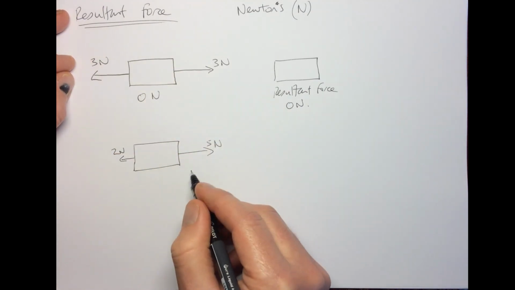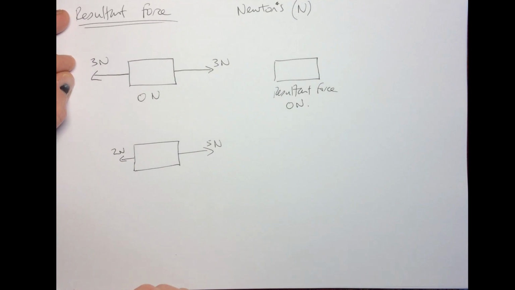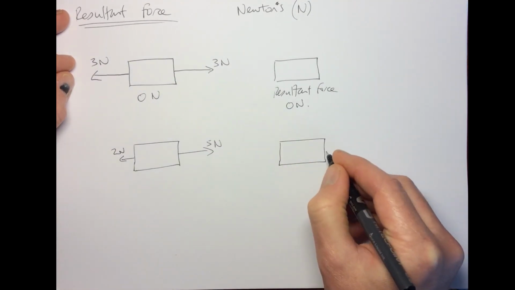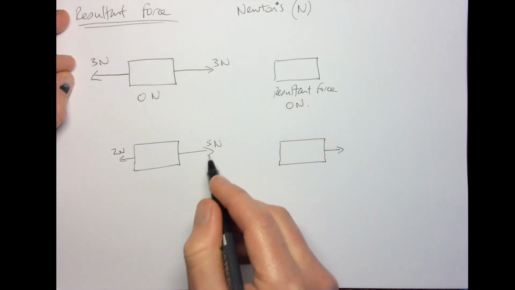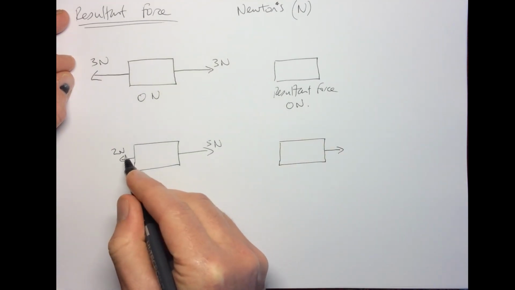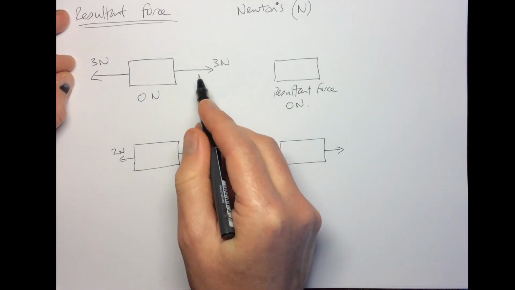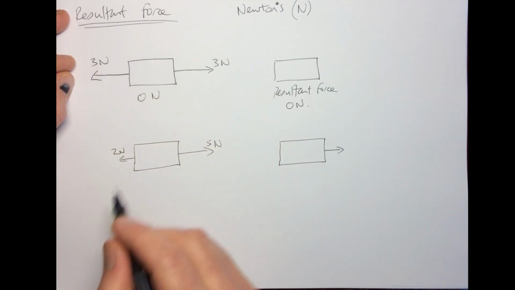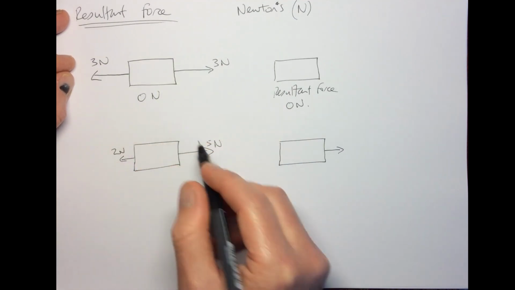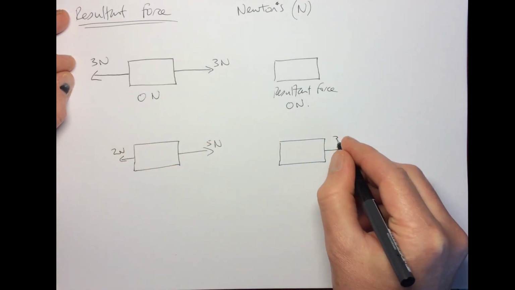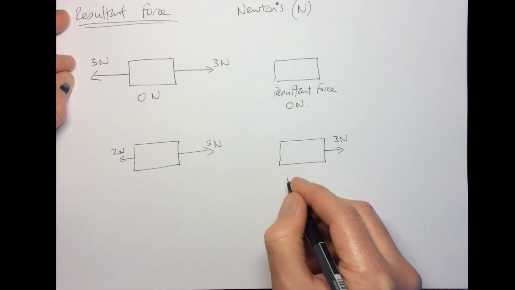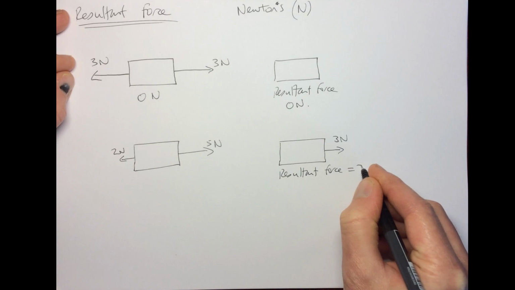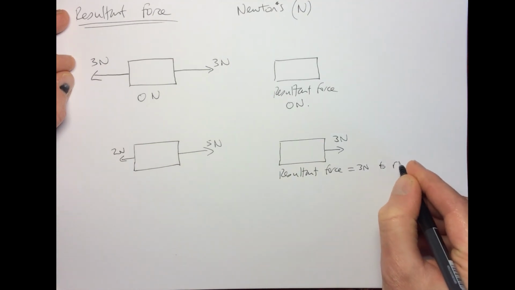In this case, it's pretty obvious, hopefully, that the box is going to move to the right. And the reason for that is that there's a resultant force to the right, and that resultant force is this force take away that force. To work out the resultant force, we take these 2 forces away from each other because they're in opposite directions. So 3 take away 3 gives us 0. 5 take away 2 gives us 3 newtons to the right. So there's a resultant force here of 3 newtons to the right.